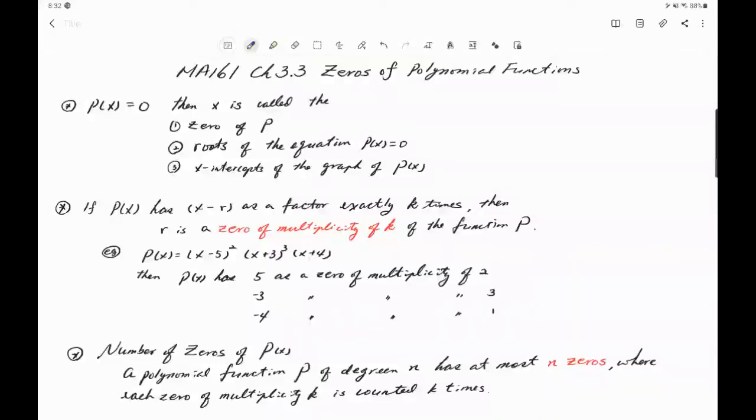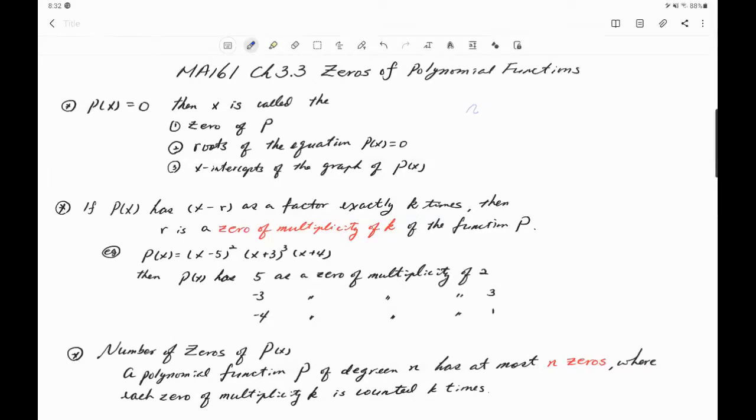Chapter 3.3, Zeros of Polynomial Functions. Alright, so let's learn the definition of zeros. Let's say p of x, where p is a polynomial function, and you let p of x equal 0. So the polynomial is 0. All the x values that make the function 0 are called zeros of p, zeros of the function p.